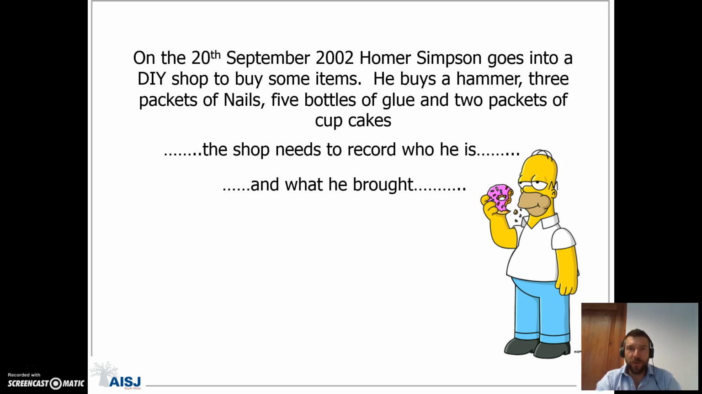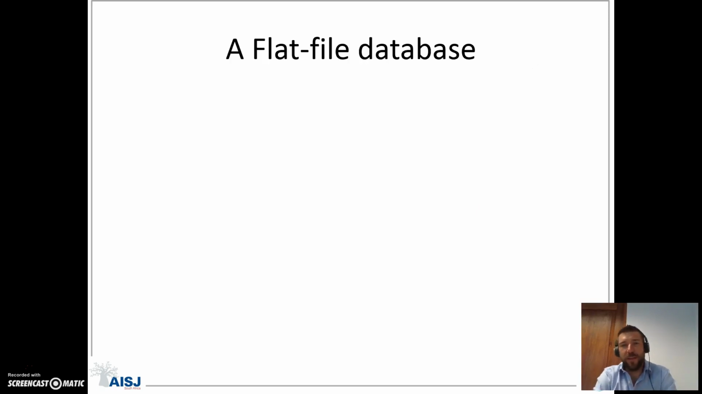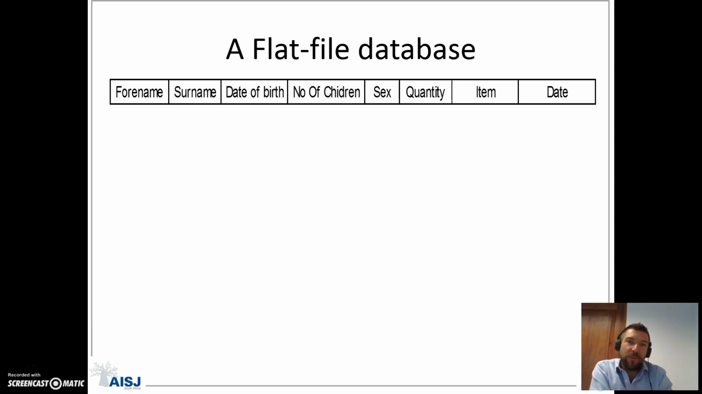Now, the shop that he buys it from needs to record who he is and what he bought. So let's have a look at what that data is going to look like. First of all, in terms of a flat file database, and this is always a good place to start. So when you start doing your summative assignment for this unit, you're going to start with a flat file database. Okay, you're going to just list all of the fields that you want to store in one massive long table, and then you're going to go through this process of normalization that's going to split that up into a working set of tables. So let's have a look at what this flat file database looks like at the moment.